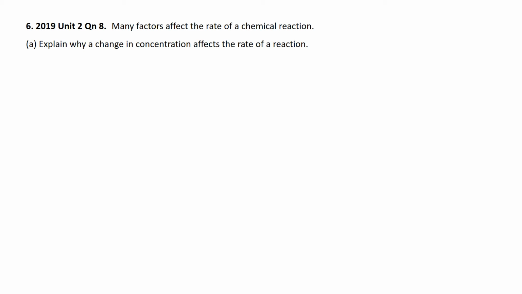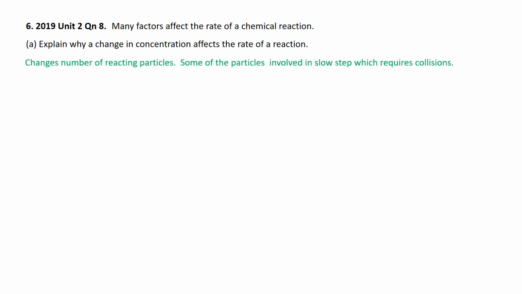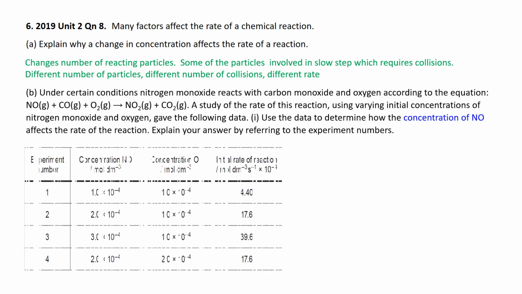Many factors affect the rate of reaction. Explain what change concentration affects the rate of reaction. Changes the number of reacting particles. Some of these particles, the reacting particles, are involved in the slow step, which I don't think you talk about at AS, but we'll talk about it now, which requires collisions. And of course, as you have different number of particles, different numbers of collisions, you have more particles, more collisions, fewer particles, fewer collisions, so a different rate.